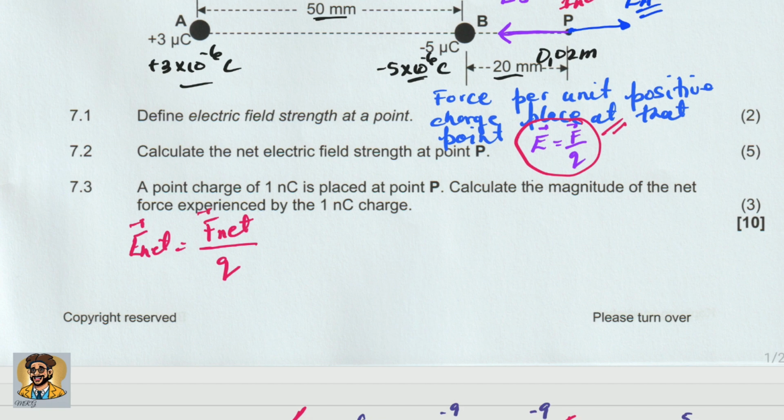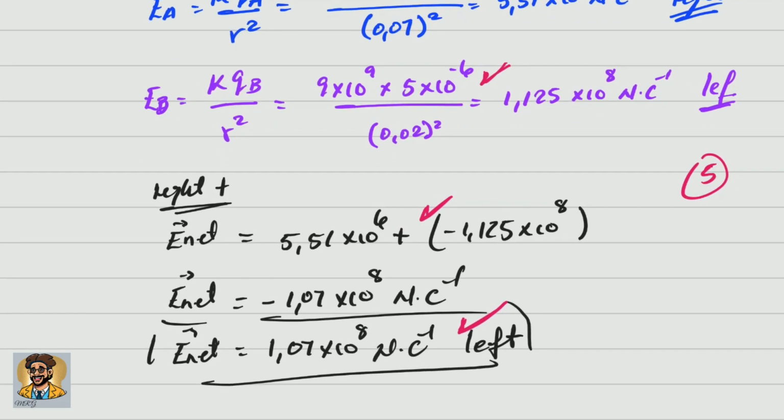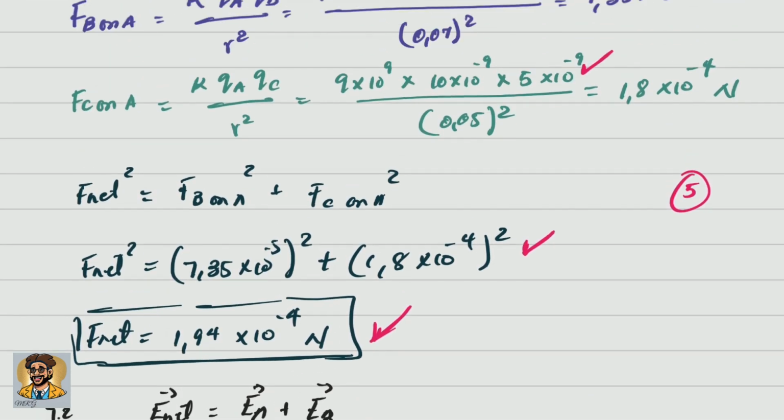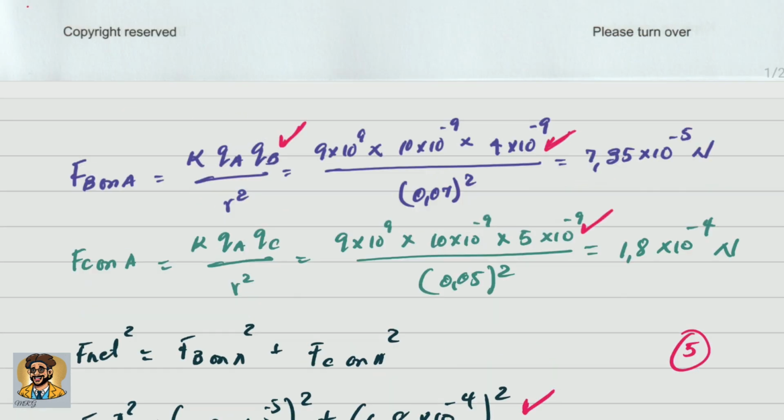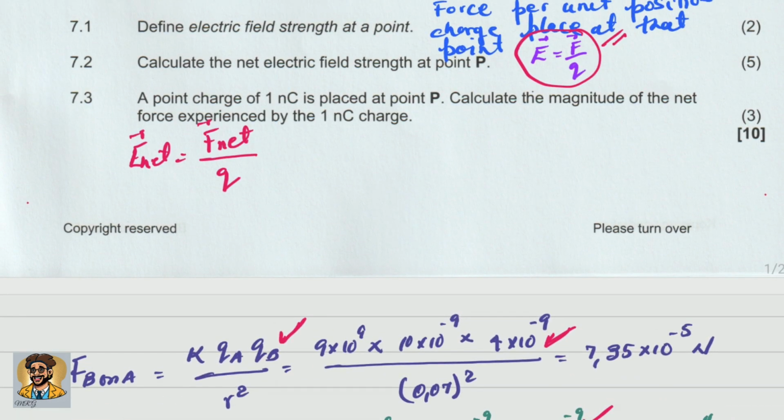The net electric field is what we calculated, which is 1,07 times 10 to the 8. We're going to substitute that one here. This is a negative electric field, remember that negative means direction. So we come here, F net divided by the charge at that point, which is going to be 1 nanocoulomb, or 1 times 10 to the minus 9 coulomb.